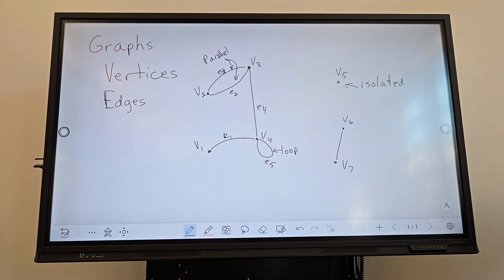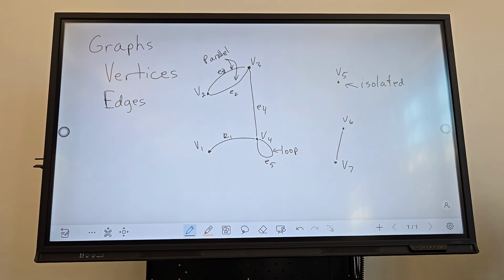Two vertices that are connected by an edge are called adjacent. And a vertex that is an endpoint of a loop is said to be adjacent to itself. An edge is said to be incident on each of its endpoints. Two edges incident on the same endpoint are called adjacent. A vertex on which no edges are incident is called isolated.